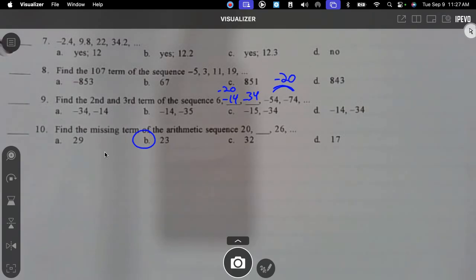How do you find the missing number for the last one? You add those and divide by 2. But think about it, Ashton. What number is between 20 and 26? 23. There you go. It should be somewhat obvious too.